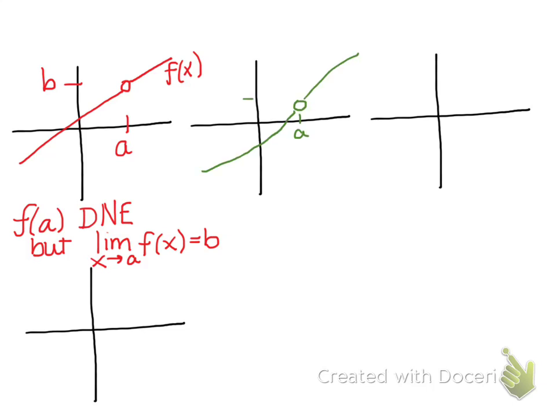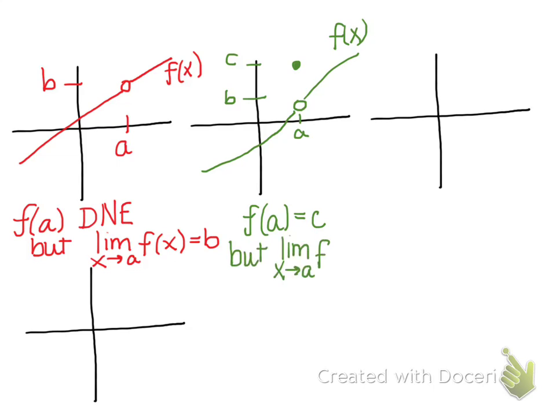For the second graph, we still have a hole at a comma b, but notice that that hole is filled by a solid dot at the point a comma c. So in this example, f of a equals c, and the limit as x goes to a of f of x equals b.